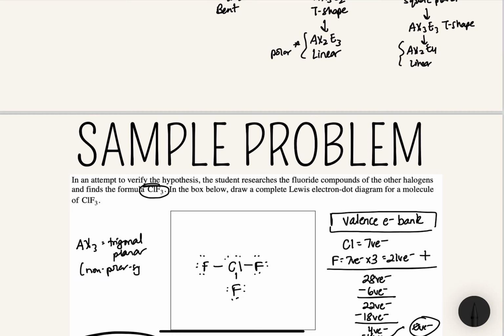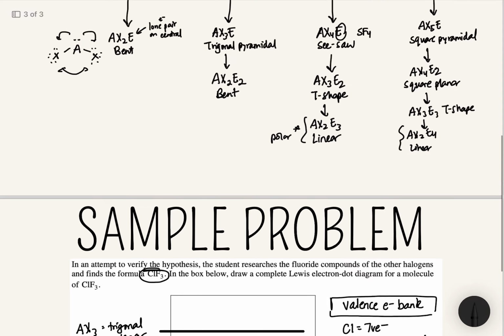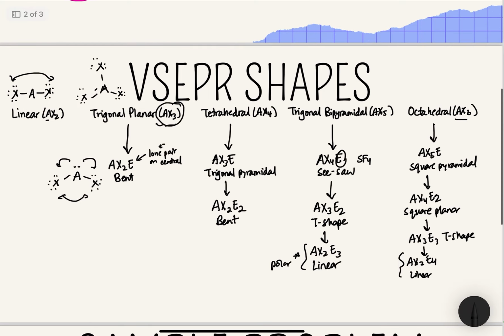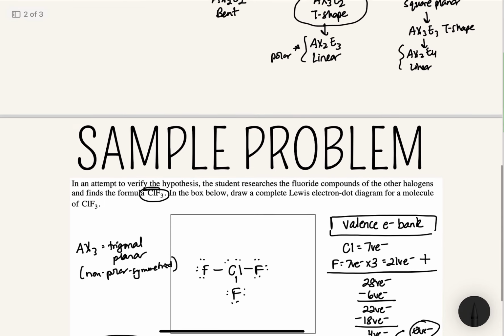because it's symmetrical in 3-dimensional space. And all of these dipoles would basically have the same polarity, so they cancel each other out, right? There's no net dipole. What I have in ClF3 is actually AX3E2. So I know my answer is T-shaped.